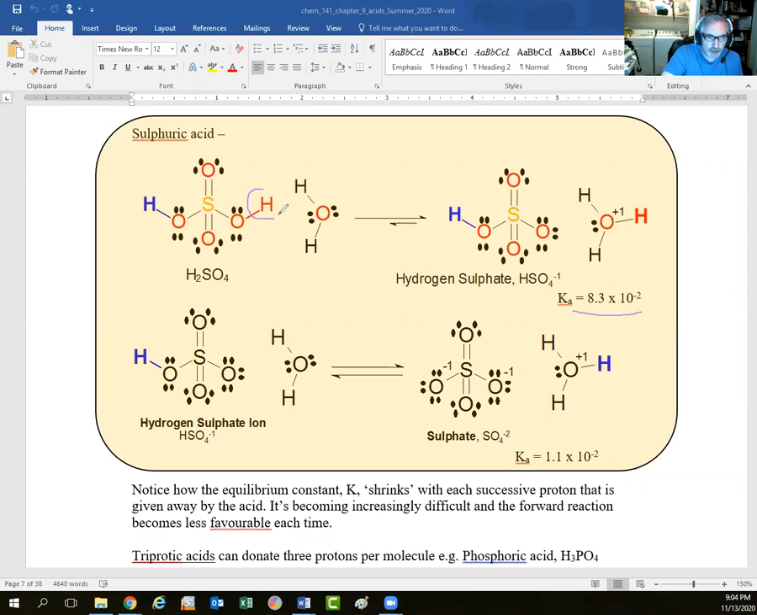So that first proton transferred over to a molecule of water. But even with a strong acid like sulfuric acid, giving away a second proton is harder. We can see that because the equilibrium constant is diminished, now just 1.1 times 10 to the negative 2. So it hasn't diminished much, but again, fewer molecules this time give away that second proton. And this is true for any acid. It gets tougher to give away each proton successfully.